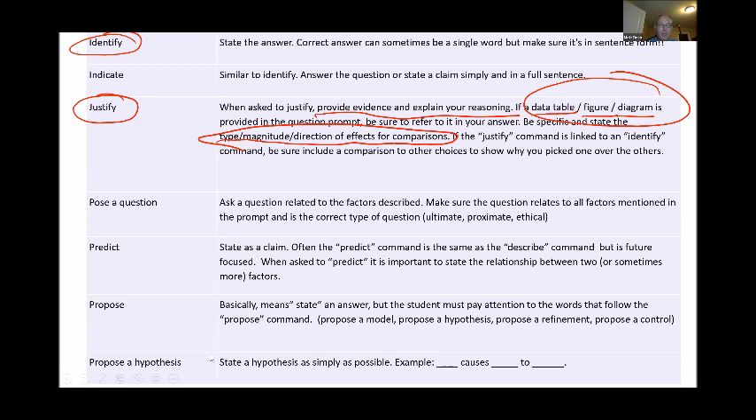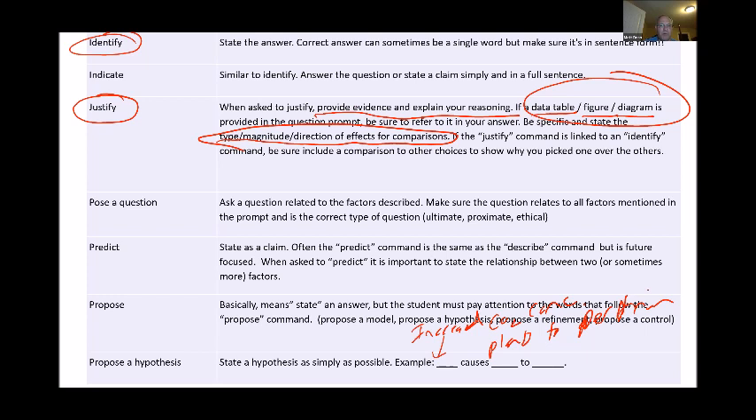If they ask you to propose a hypothesis, not a null hypothesis, just a regular hypothesis, you might say something like, increased CO2 concentration causes plants to perform photosynthesis faster, something like that.